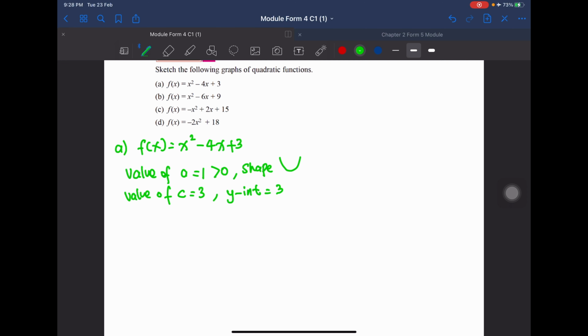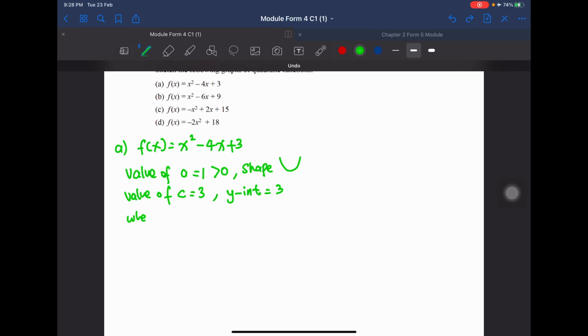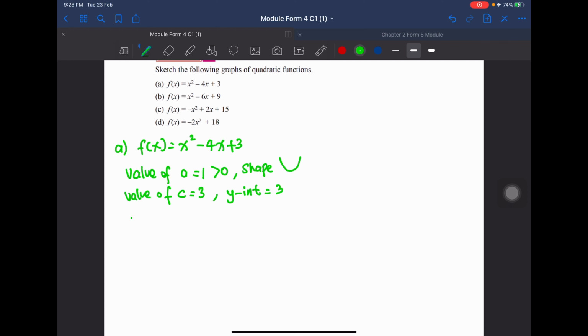So macam mana nak cari x-intercept? Okay, x-intercept happen when f(x) equals to 0. Okay, so buatlah. Okay, so kita ada x square minus 4x plus 3 is equals to 0.